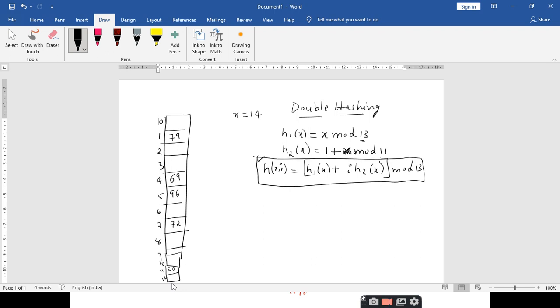And this i value means at each and every iteration you are going to increment it. Initially the i value is equal to 0, and what is the value of x I have taken? 14. Now let us see h of 14 comma 0, which is nothing but h1 of x plus 0 into h2 of x, mod 13.